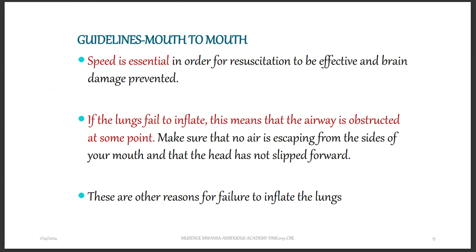Speed is essential in order for resuscitation to be effective and brain damage to be prevented. If the lungs fail to inflate, this means that the airway is obstructed at some point. Imagine you are doing a mouth to mouth, you breathe in and then you push your air through the mouth of that person, but then you can't see the chest rising. That means that there should be some obstruction somewhere.